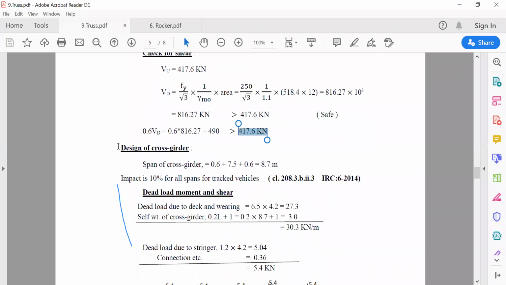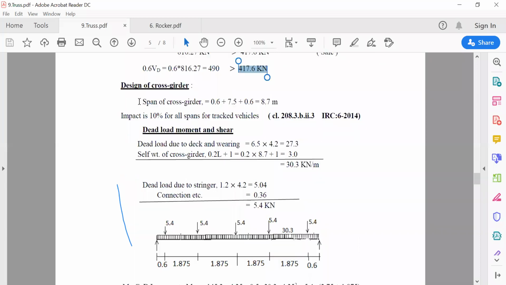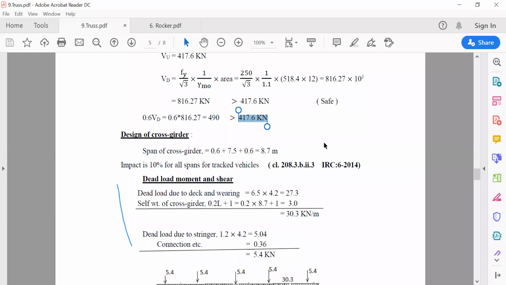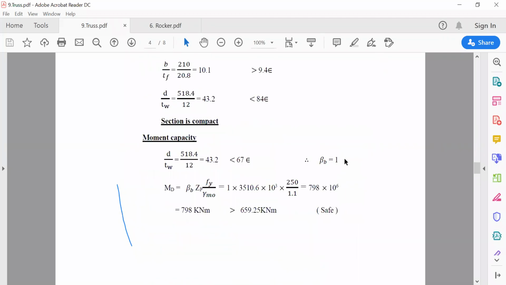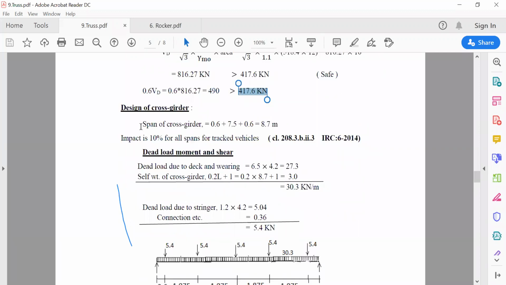Then design of cross girder. This is all about the stringer beam. So two designs are done. Then the cross girder. Which one will be the cross girder? Let me just show you.